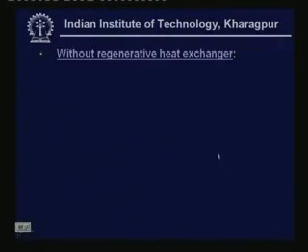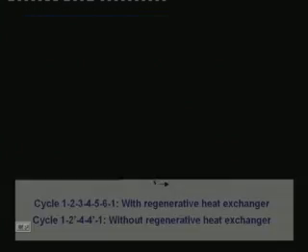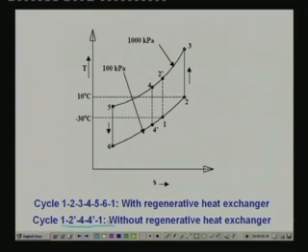Now the second part of the problem is we have to compare the performance of this system with a system which does not have regenerative heat exchanger. That means a simple system. So a simple system, I will just show the TS diagram. You can see that in a simple system the cycle is given by 1, 2 dash, 4, 4 dash. So again you have isentropic compression, isentropic expansion, and isobaric heat rejection, isobaric heat extraction.